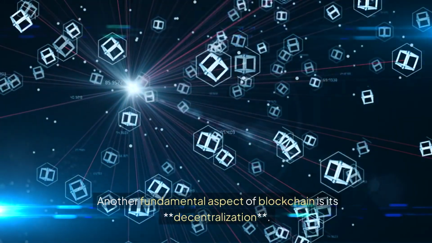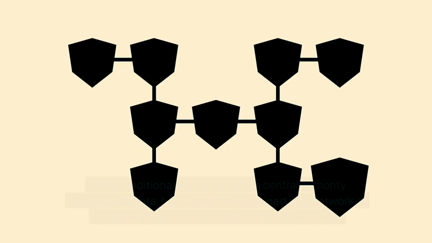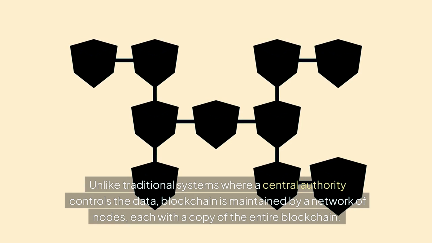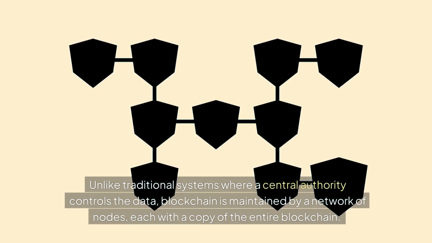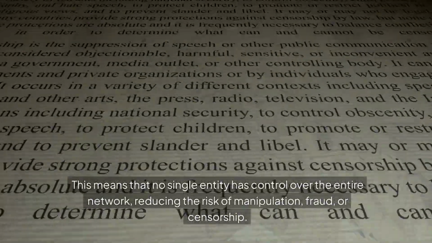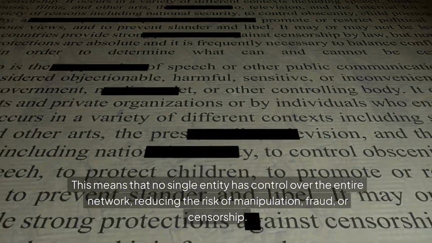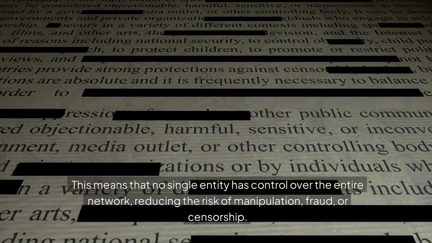Another fundamental aspect of blockchain is its decentralization. Unlike traditional systems where a central authority controls the data, blockchain is maintained by a network of nodes, each with a copy of the entire blockchain. This means that no single entity has control over the entire network, reducing the risk of manipulation, fraud, or censorship.